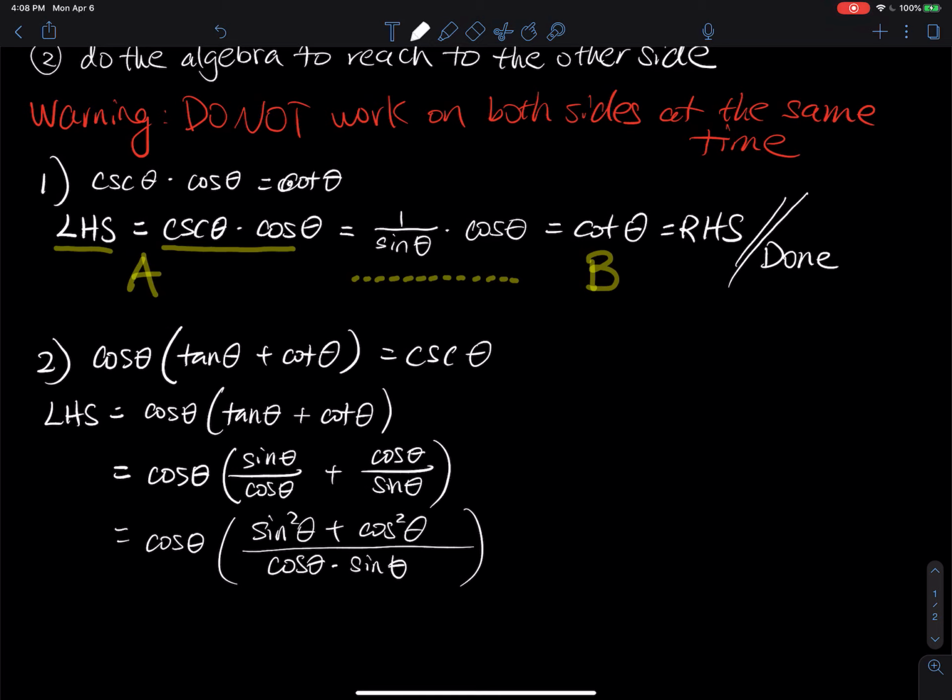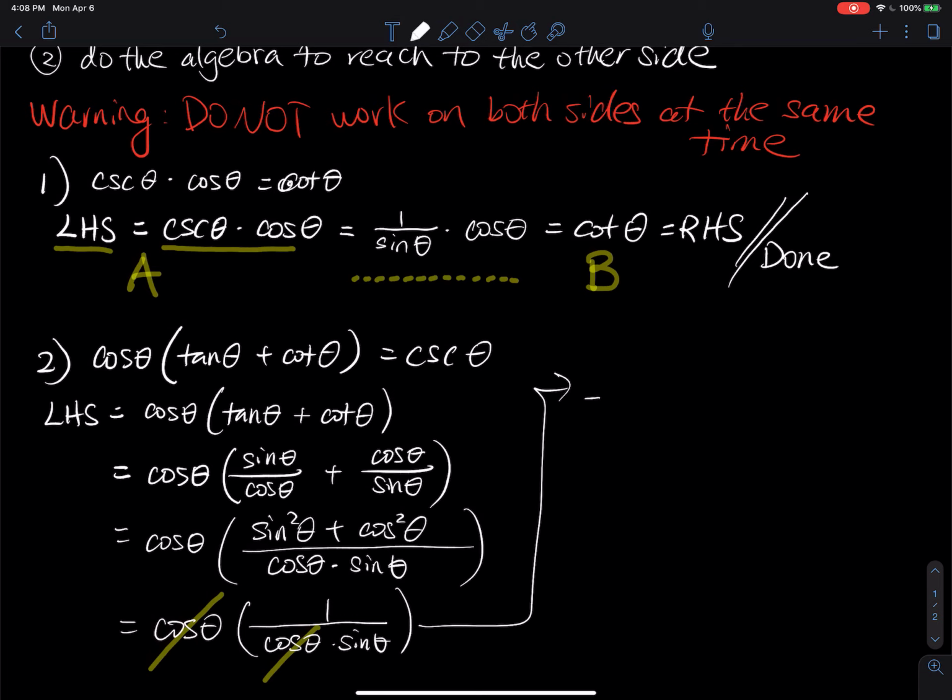Do you see the magic? Sine square plus cosine square is equal to 1. So we have cosine theta and then 1 divided by cosine times sine. One more magic: cosine cancels with the cosine, and I'm going to use a highlighter to do it. Then what do we have? We have 1 divided by sine theta, that equals cosecant, CSC, so this is equal to the right hand side, and then we are done.